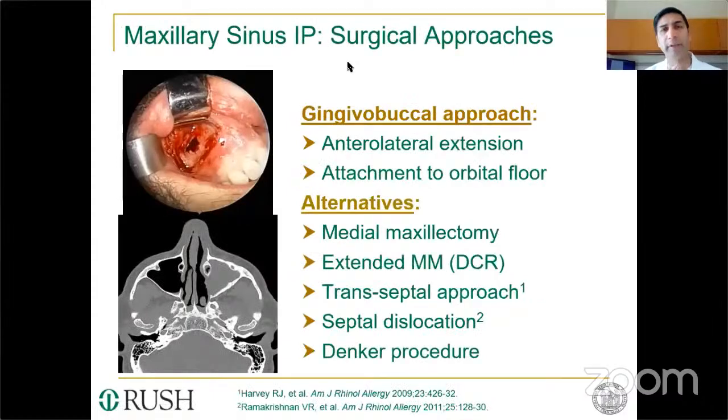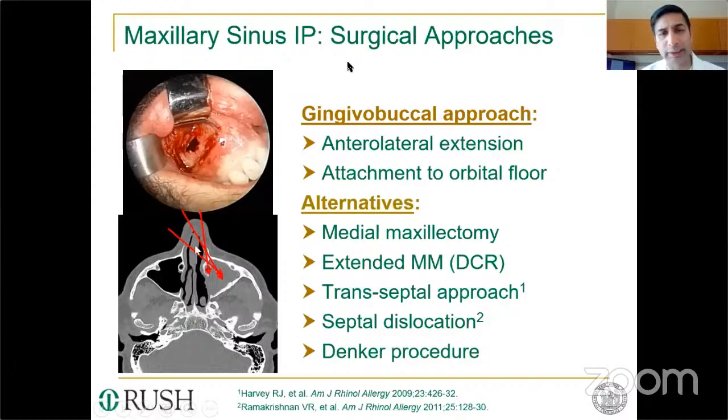Now, when we address the maxillary sinus, there's a variety of different ways to do it. There's the traditional gingival buccal approach, which I've used certainly earlier in my career, and I'll show you one of those cases. Or you can do the medial maxillectomy. You can do an extended medial maxillectomy where you can remove the nasolacrimal duct very easily, and this can be filleted open with reliable patency.